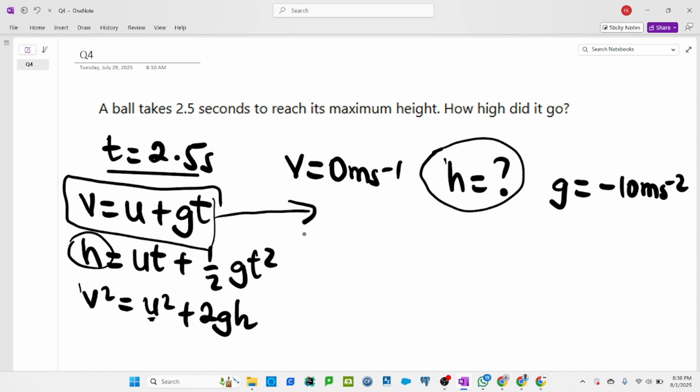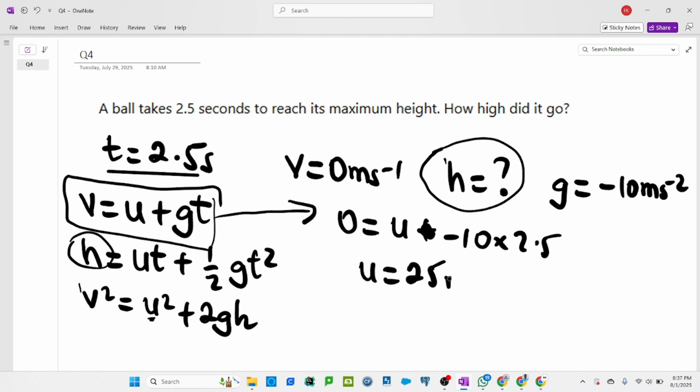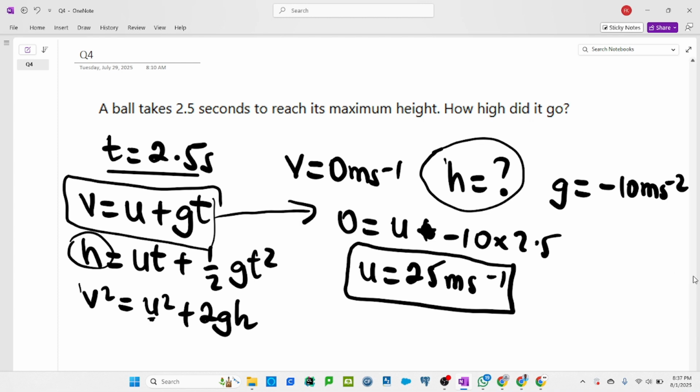So basically, we use the first equation to find u: 0 equals u plus gt. g is negative 10, so that will be negative 10 times t, which is 2.5. If you do this, you are going to have u equal to 25 meters per second. You see, there is an initial velocity of 25 meters per second. Are we good?